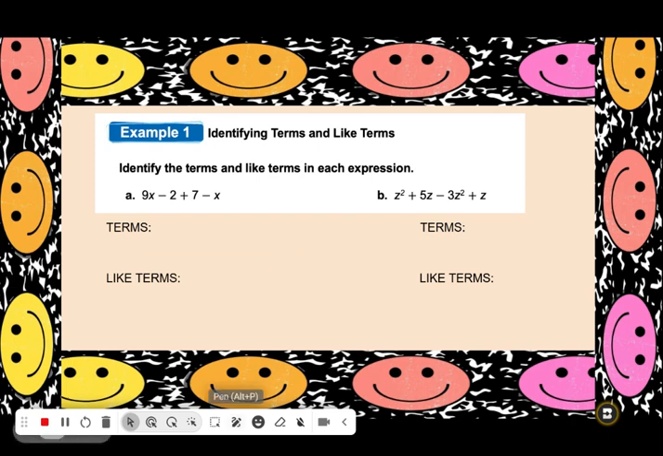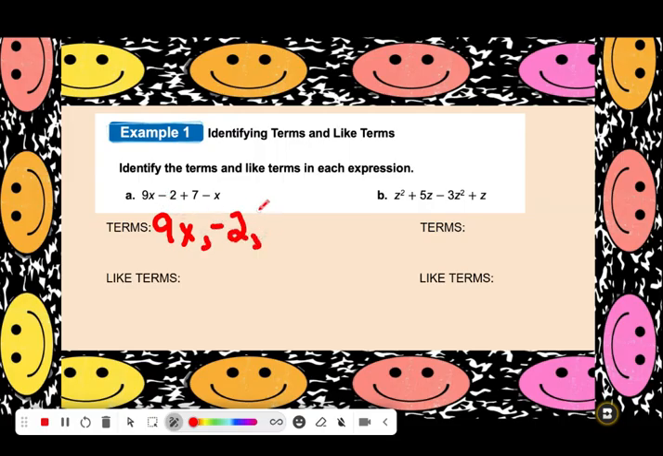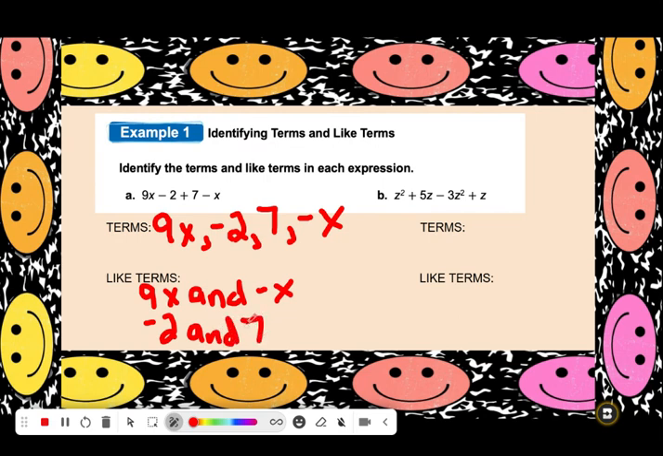Here's an example. Identify the terms and like terms. In A, the terms are 9x, -2, +7, and -x. Those are your terms. Your like terms are 9x and -x. And then the -2 and 7 are also like terms. Those are your constant like terms.